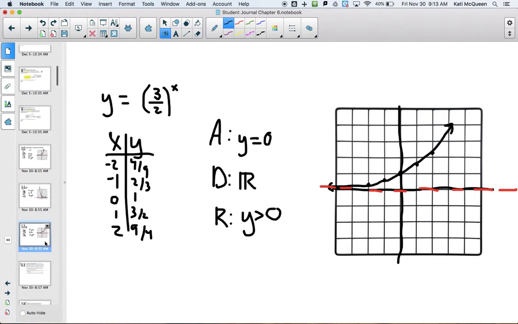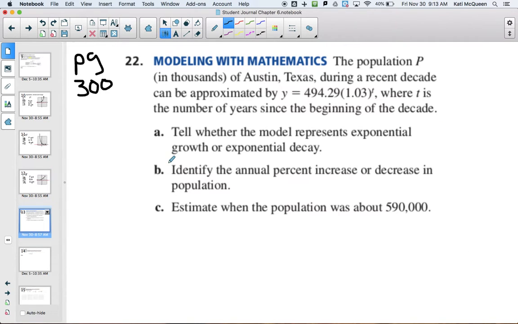Okay. Next here, we're going to look at a problem in your textbook. So this is on page 300. And we're going to look at number 22. So go ahead and get your textbooks out. Pause if you need to.